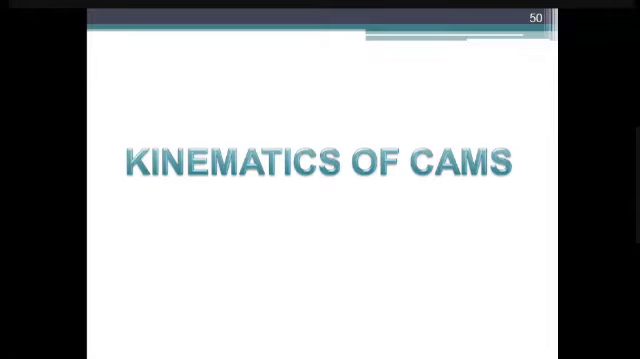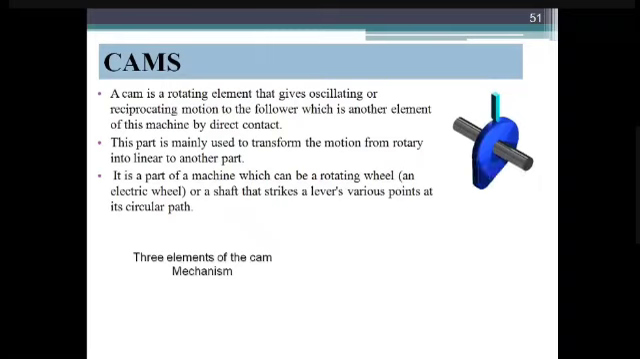Second part is the kinematics of cam. So first, what is meant by cam? A cam is a rotating device or element that gives oscillating or reciprocating motion to the follower, which is another element of this machine, by direct contact. We should note that the direct contact should always be maintained.